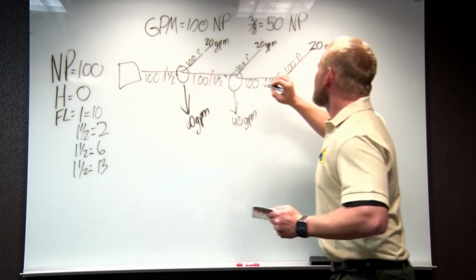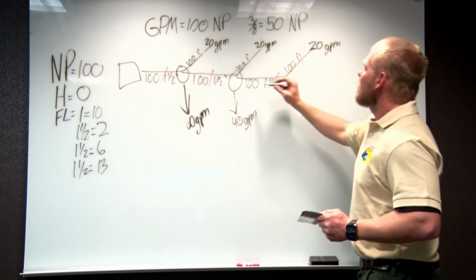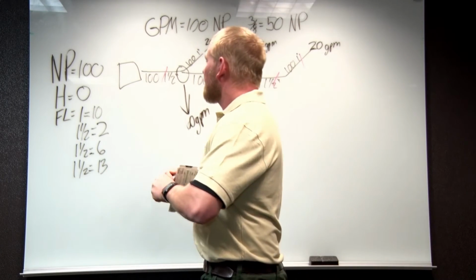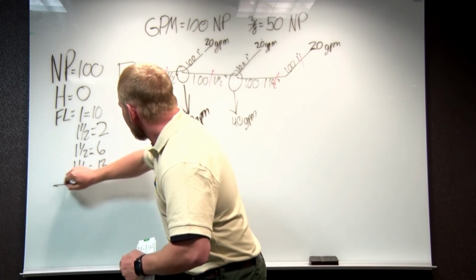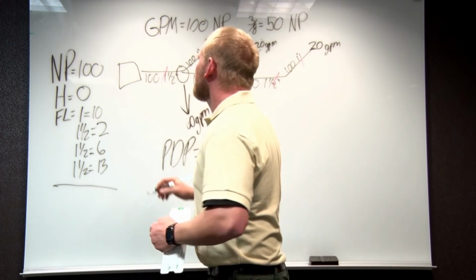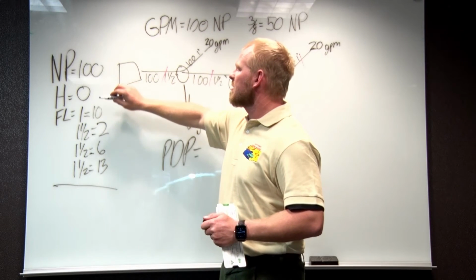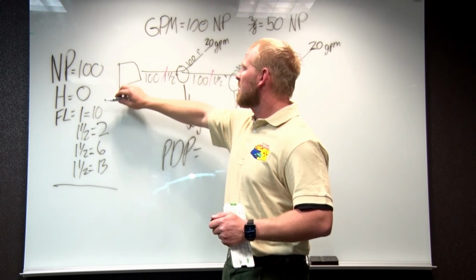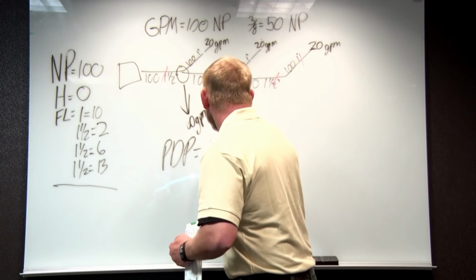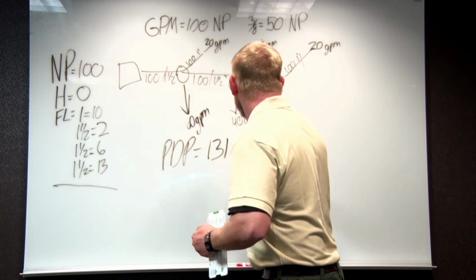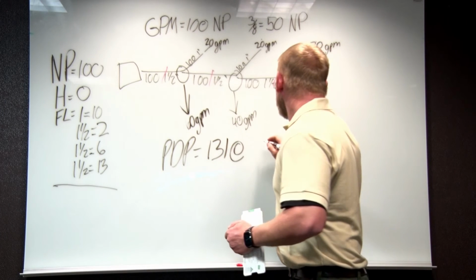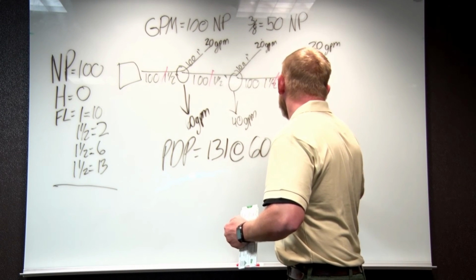On this problem, it was only solving for one stick. If there's multiple sticks, then all you do is multiply that number by 2. But since there is not, to figure out our PDP, all we do is take our nozzle pressure, our head pressure, and our friction loss, and add them together. That gives us our PDP. So it's 131 at your highest gallons per minute, 60 gallons per minute.